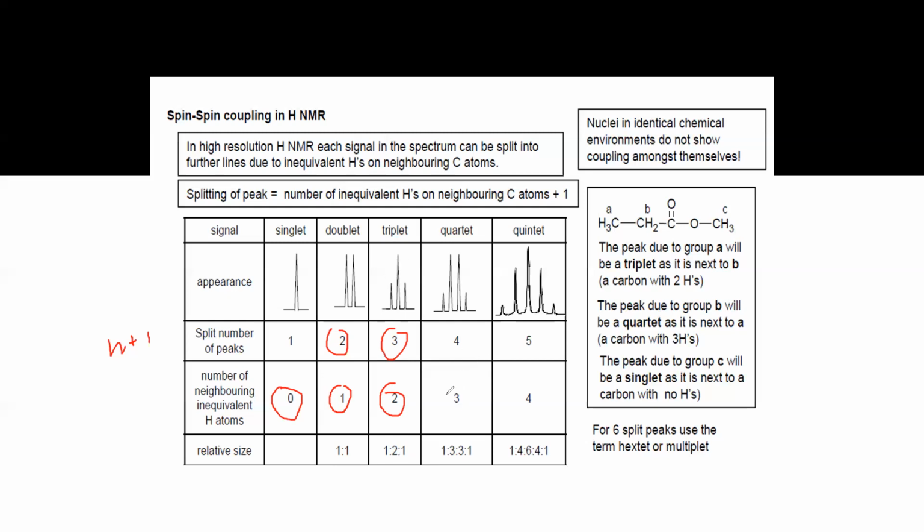If 3 peaks are there, it will be a triplet. If the neighboring hydrogens are 3, then it will be a quartet. And what will be the relative intensity? 1, 3, 3, 1. And if the neighboring hydrogens are 4, 4 plus 1, it will split into 5. What is the relative intensity? 1, 4, 6, 4, 1.